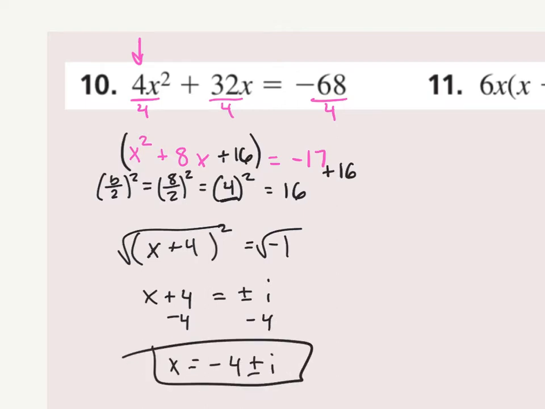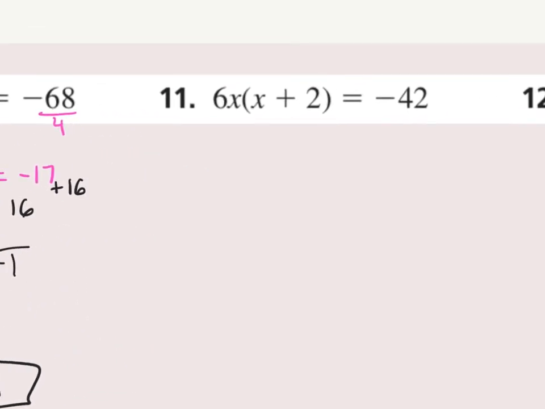Okay, let's take a look at number 11. The first thing we want to do here is get rid of this 6. Since it's being multiplied to everything on the left side, we can move it to the other side by dividing. So we have x times x plus 2 is equal to negative 42 divided by 6, which is negative 7.